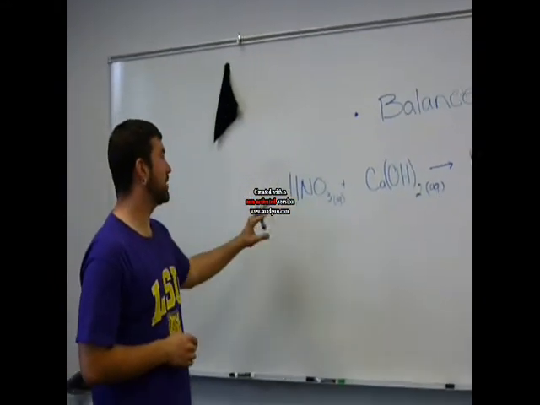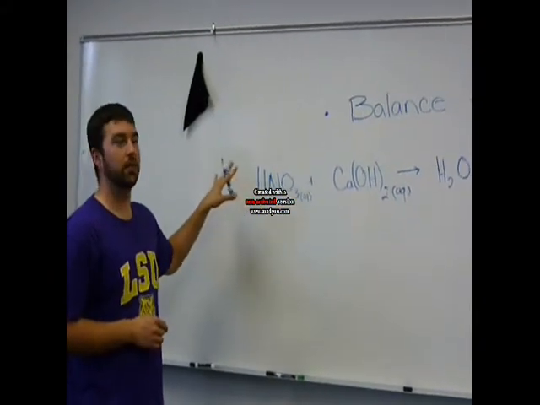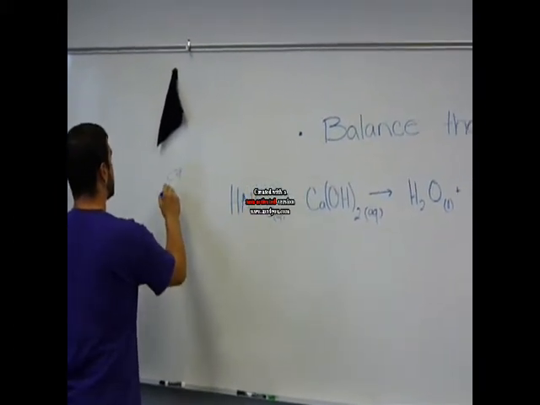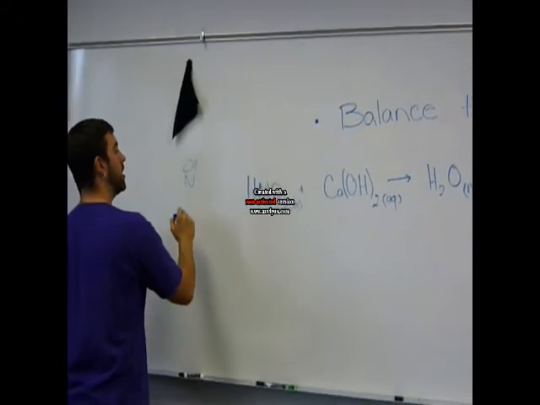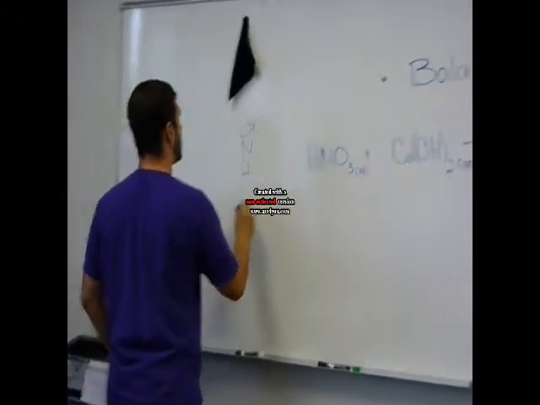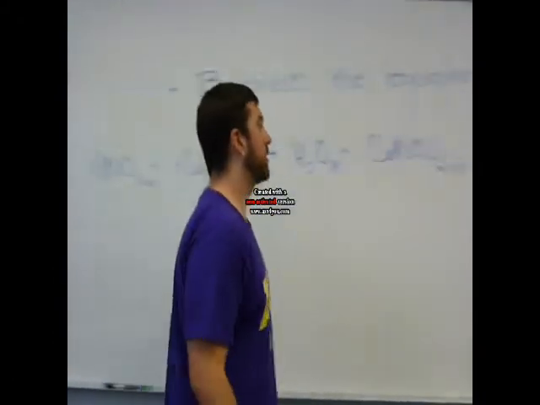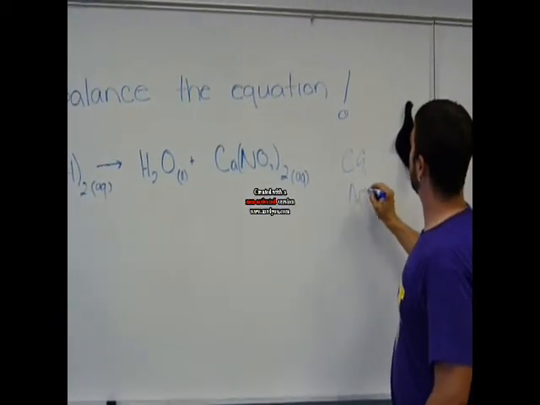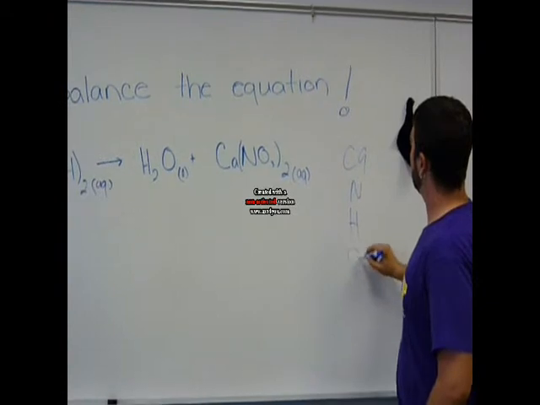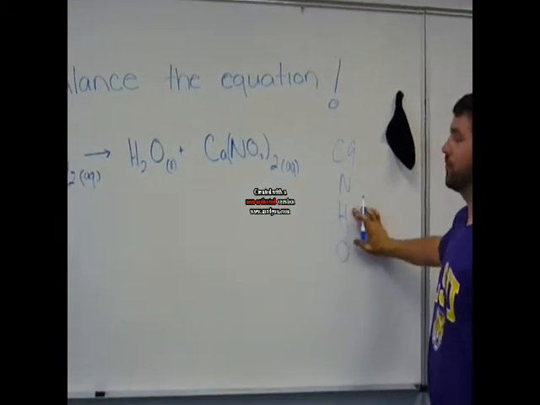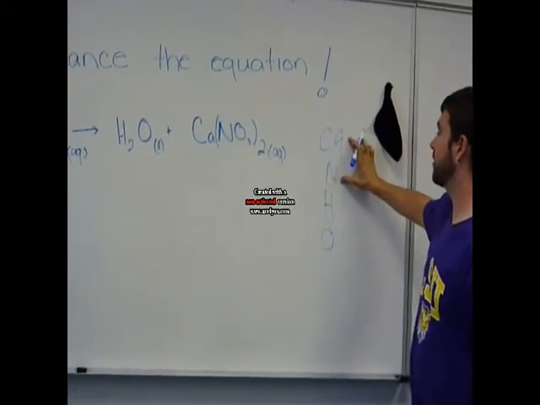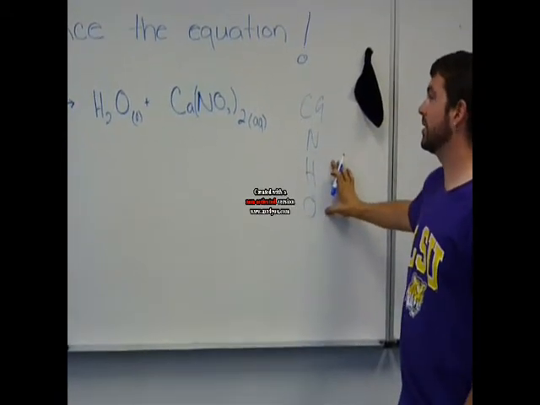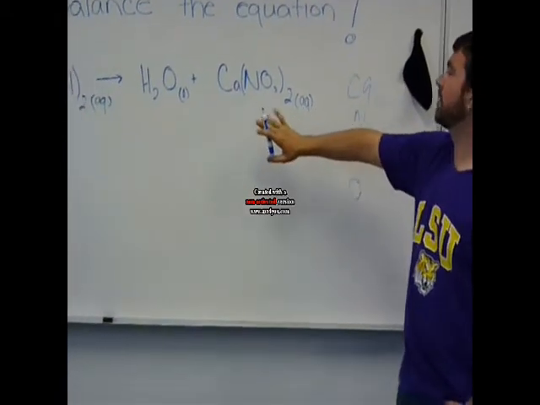The first step to balancing the molecular equation is to write down all of your elements. So we have calcium, nitrogen, hydrogen, and oxygen. And do the same thing for the other side. And you write them in this order. It doesn't matter what order these go in, but we always do hydrogen second to last and oxygen last. So I'm going to write down how many atoms of each I have.